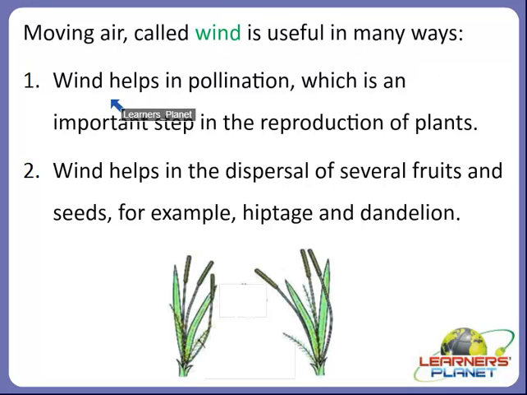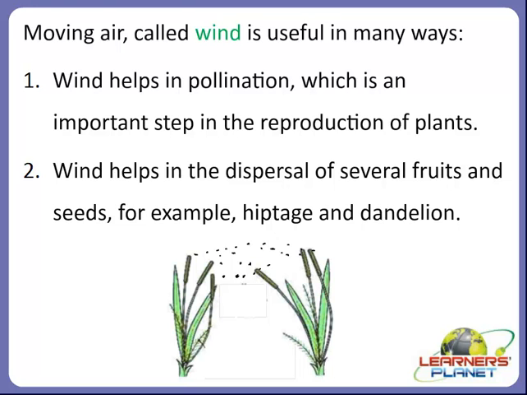Like the first advantage is that wind helps in pollination, which is an important step in the reproduction of plants. Now here you can see two plants, and with the help of wind they are able to pollinate. So pollination occurs with the help of wind, which is an important step in the reproduction of plants.